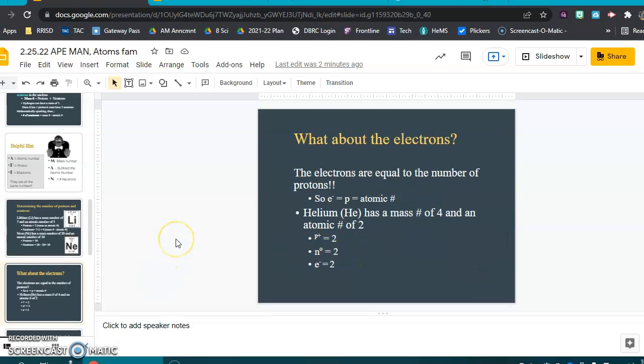So what about electrons? These are equal to the number of protons. The electron is the e with a negative number as an exponent, and the number of protons is equal to the atomic number. So helium has a mass number of 4 and an atomic number of 2. So I have 2 protons, 2 neutrons, and 2 electrons. Kind of cool, isn't it?